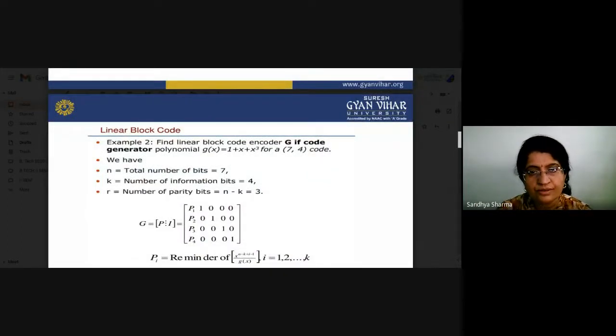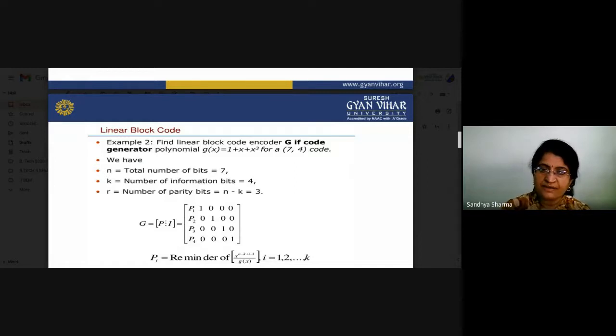Now you are given another generator matrix, (7,4). The number of information bits is 4, and the total number of bits is 7. So a (7,4) code is given. Now G is equal to P into I. So you have I as the identity matrix, and that is k into k, meaning 4 into 4. So first of all you will write the I, 4 into 4.